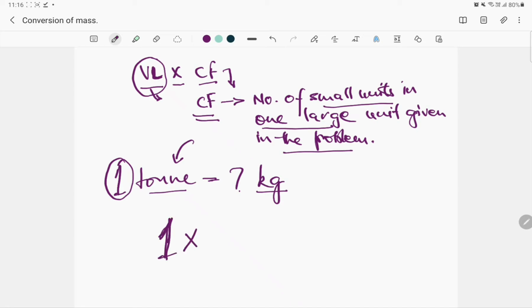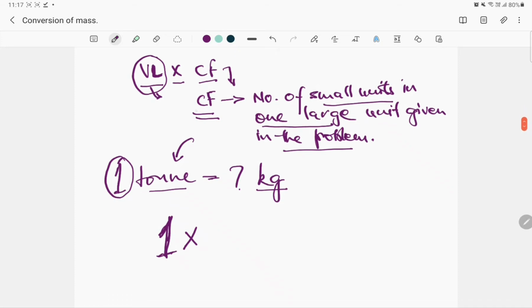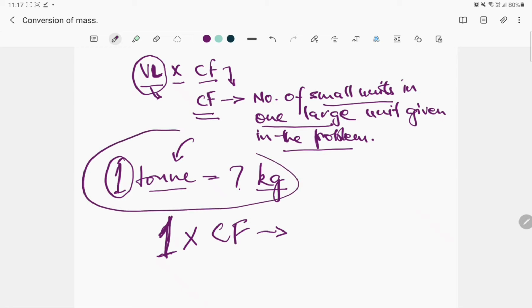And why do we multiply? Something we have done in our previous videos. Please go back and refer to those if you do not know. And 1 times the conversion factor. So 1 times CF. Now what is the CF for this particular problem?